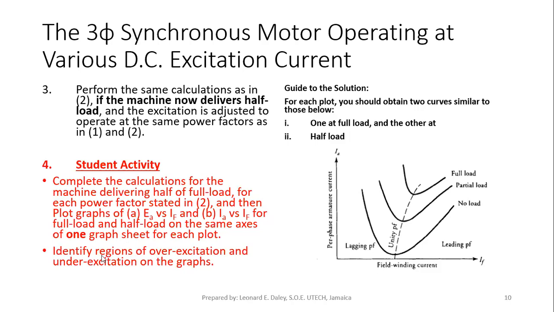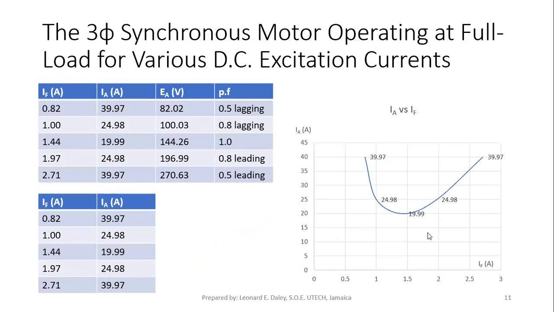And when you have done that, you should identify regions of overexcitation. I think you would have known what the definitions are for overexcitation and underexcitation. You can even indicate normal excitation also. All right, so this is what you should be doing. You should get two curves on the same axes for A and also for B. All right.